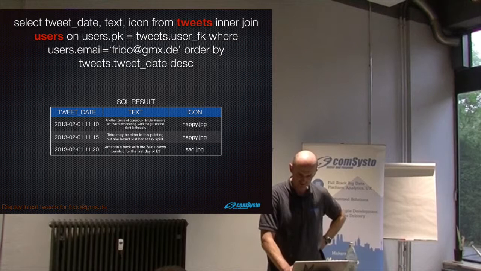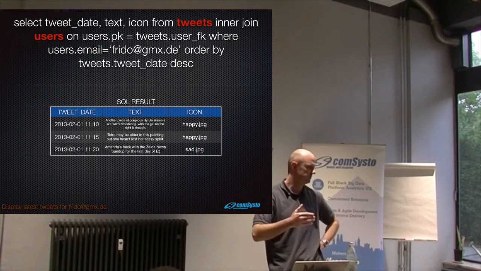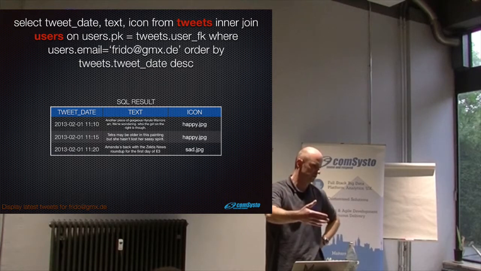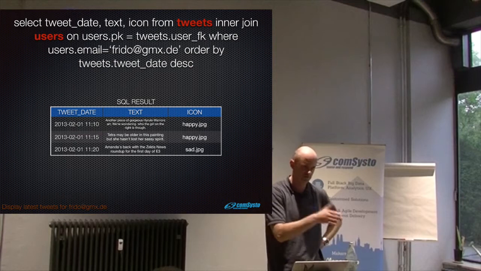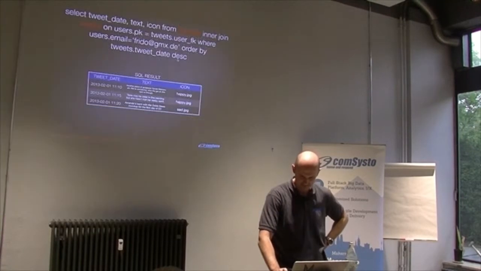So select tweets, inner join tweets on users on primary key, foreign key, where email Frido, order by tweet date descending, because we would like to see the latest tweets at the beginning. It's a logical thing. Once you log in to Twitter, you see what happened the last time. What is the next?